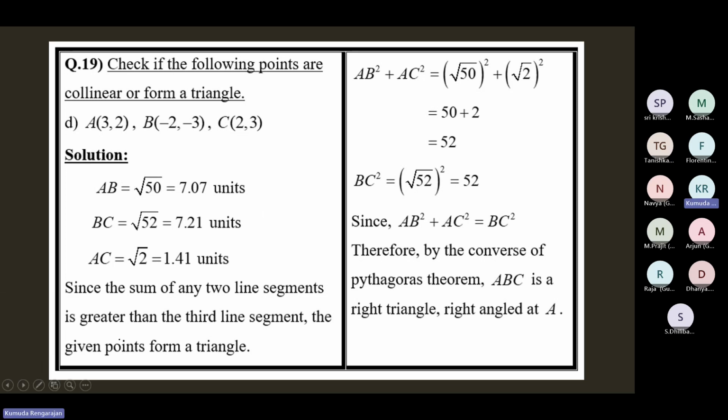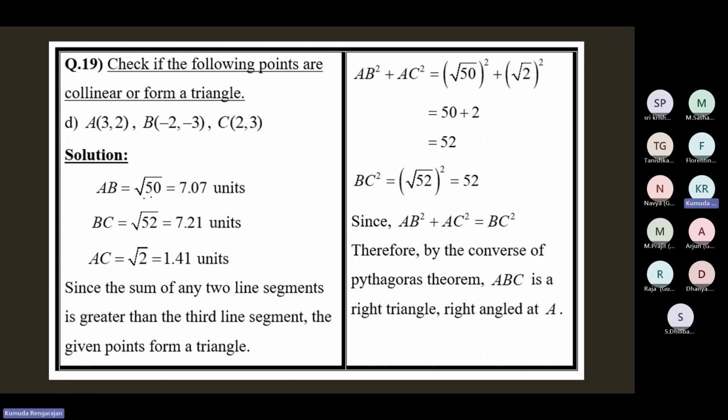So since the sum of any two line segments is always greater than the third one, the given points form a triangle. And what kind of triangle is it? It is a right triangle because it satisfies the converse of Pythagoras theorem.